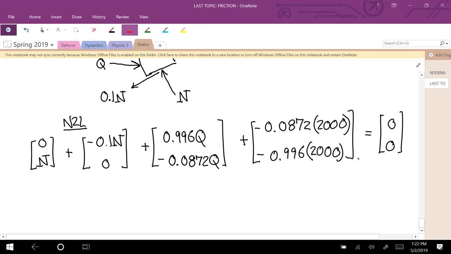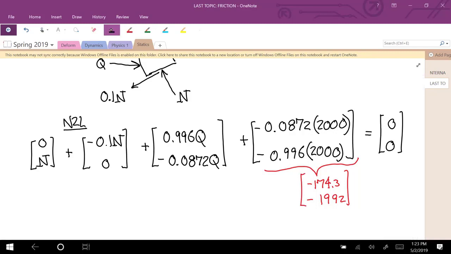Can someone just multiply these out for this vector? What's 1, 2, 3? That's 174.4. Okay. 1992.